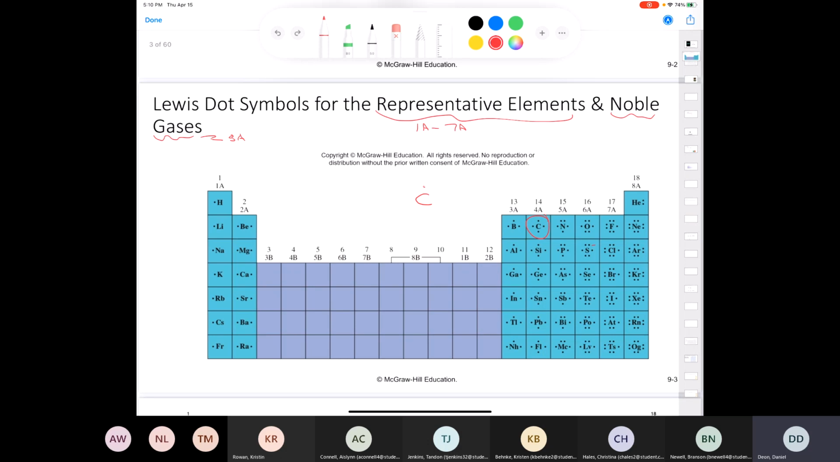So what I'm saying is if you were to say 1, 2, 3, 4 like this, that would be incorrect. That's an incorrect Lewis dot symbol. Now, once we get to an element like nitrogen, well, then we've got 5. So then we would go 1, 2, 3, 4, 5 like this.